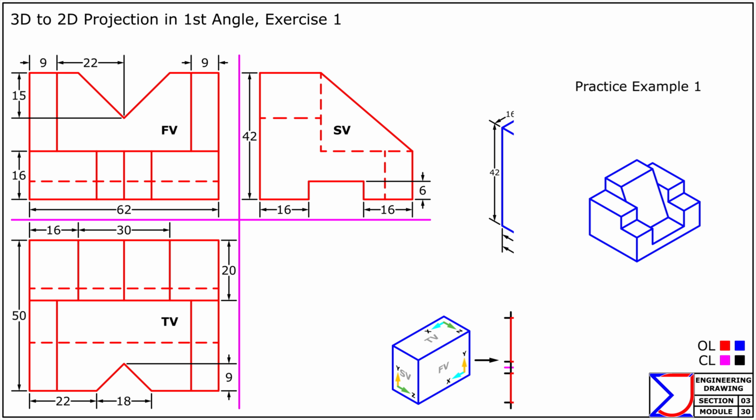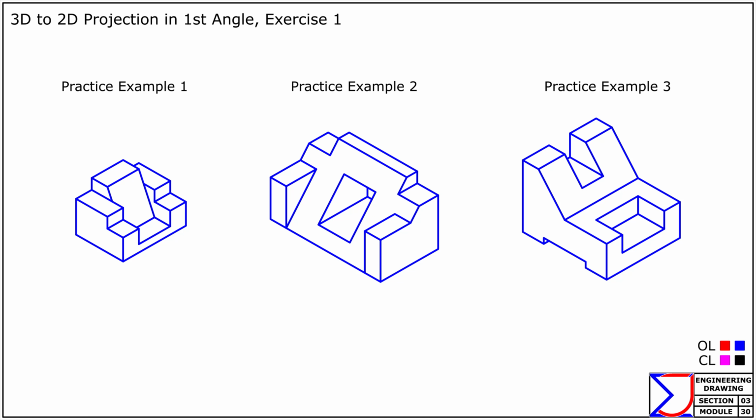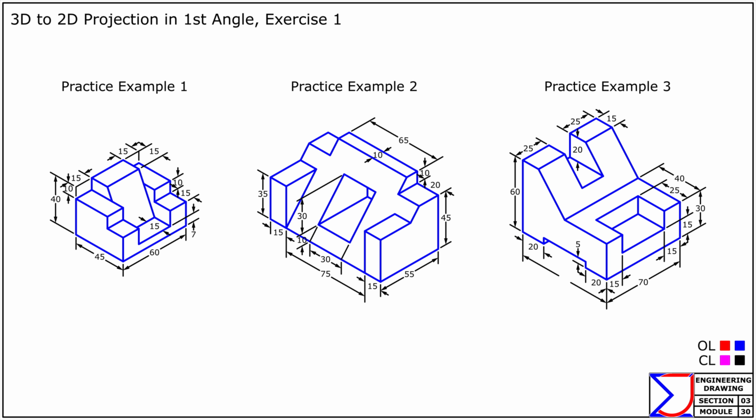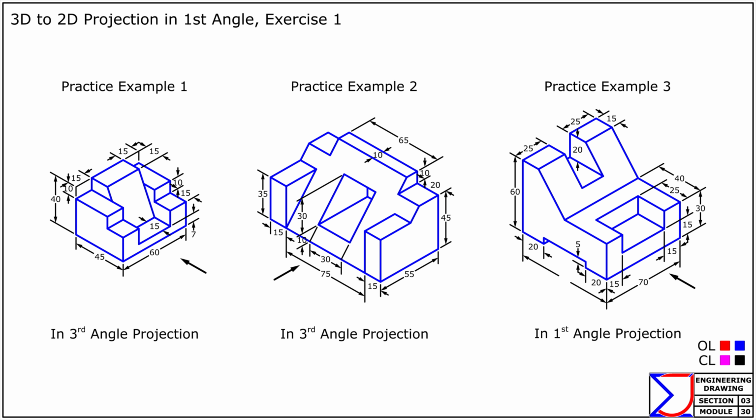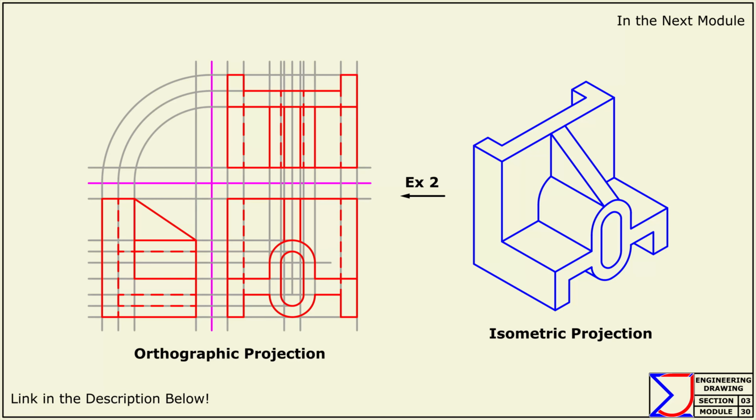Before we wrap up, let's explore a few similar 3D isometric views. You can now confidently convert these shapes into orthographic projections on your own and cross-check your results with the solutions provided in the next module. Up next, we will continue with our transformation projection series.